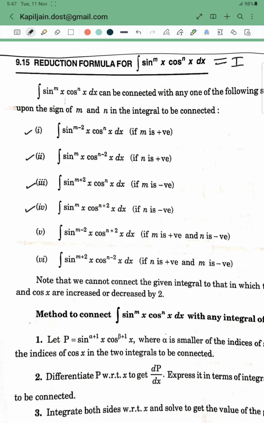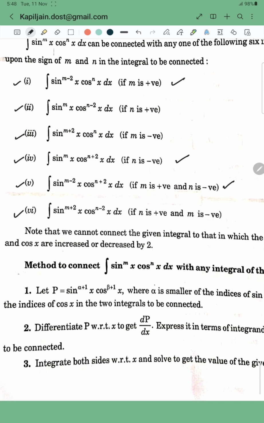And if m is positive and n is negative, then I can be connected to sin raised to power m minus 2 x cos raised to power n plus 2 x. And if n is positive and m is negative, then I can be connected to sin raised to power m plus 2 x into cos raised to power n minus 2 x dx. It means if say m is positive and n is negative, then our given integral can be connected to the first and fourth and fifth.